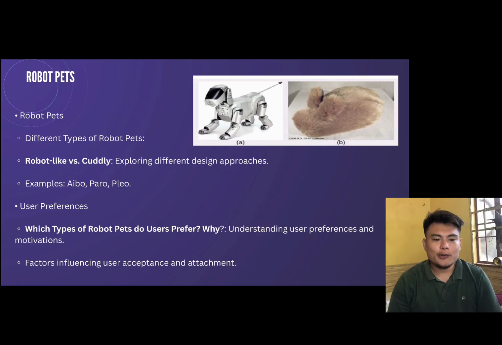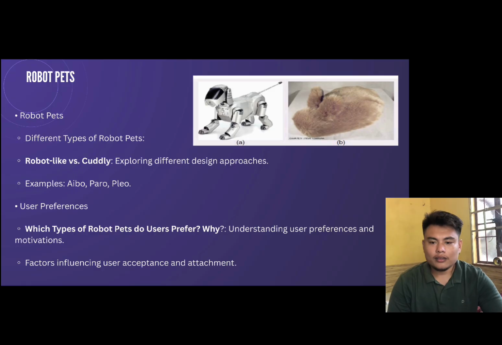So, robot pets. Different types of robot pets. Robot-like versus cuddly: exploring different design approaches. Examples are Aibo, Paro, and Pleo. User preferences. Which type of robot pets do users prefer? Why? Understanding user preferences and motivations, and factors influencing user acceptance and attachment.